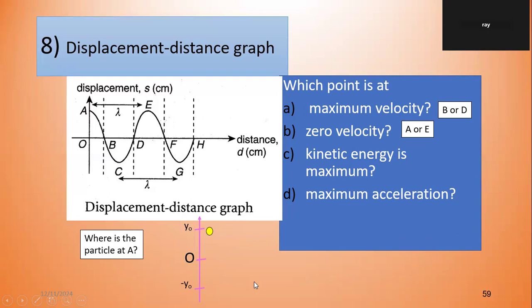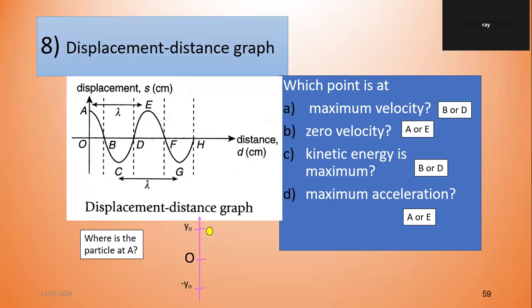Kinetic energy is maximum where you get highest velocity, maximum speed, so it's B or D, or it can be F. Maximum acceleration is at E or A.